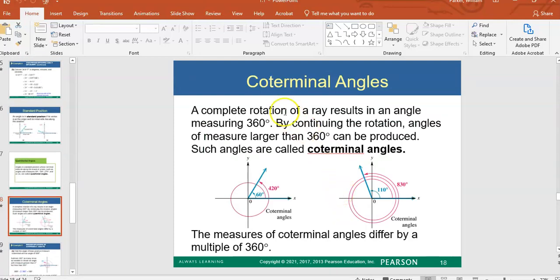So last we have coterminal angles. A complete rotation of a ray results in an angle measuring 360 degrees. By continuing that rotation, angles of measure larger than 360 can be produced. Such angles are called coterminal angles. If my original angle is 60 degrees, a coterminal angle could be going around all the way 360 plus an additional 60. So a coterminal angle is 420 degrees, meaning it ends at the same ray. 60 degrees ends at that ray right there. We go 420 degrees, it's coterminal; it shares that terminal side.